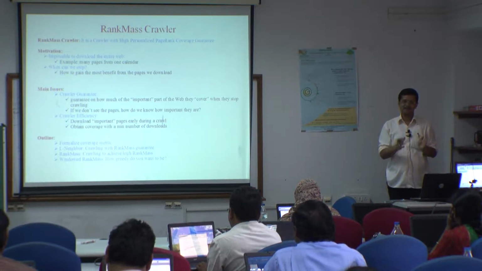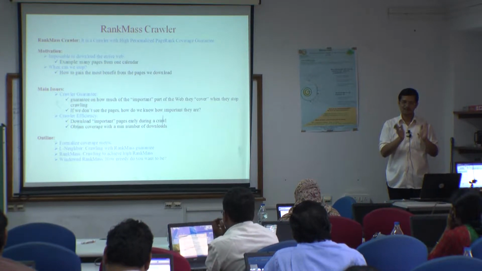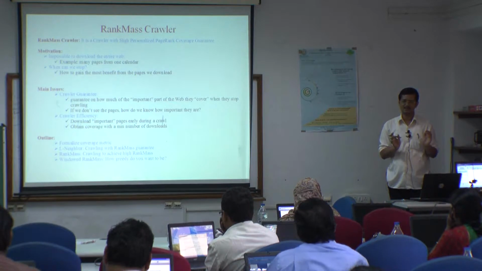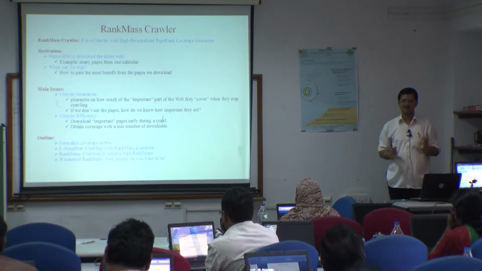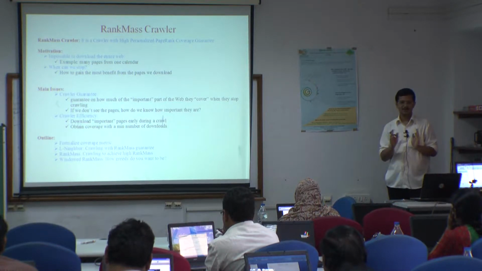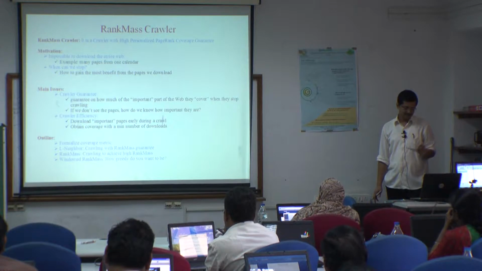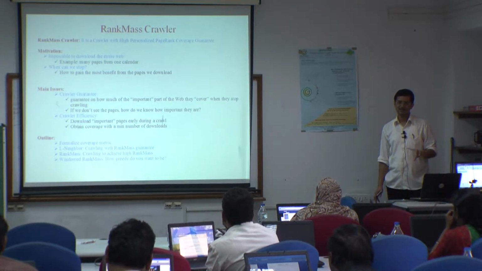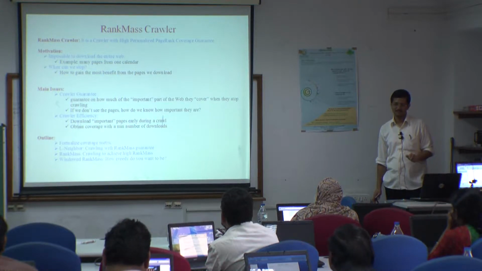And for checking whether similar documents already exist in the repository or not, they generally apply the SimHash function for fast similarity checking. So till now it is clear. Now I am just trying to introduce that there are different types of crawlers, like the rank mass crawler.